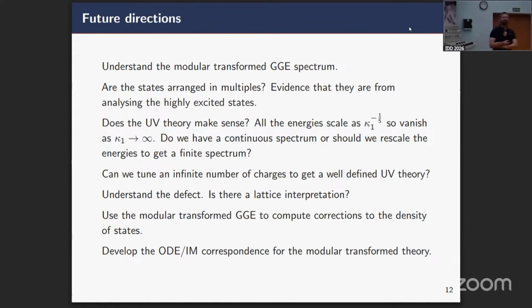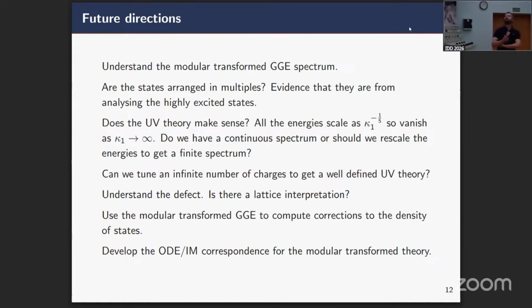So I'd just like to end with some future directions. Some of them are more immediate. We want to fully understand the modular transformed GGE spectrum. Can we understand why we have this critical value where the energies become complex?